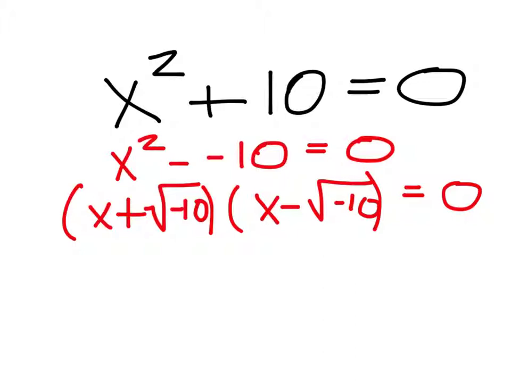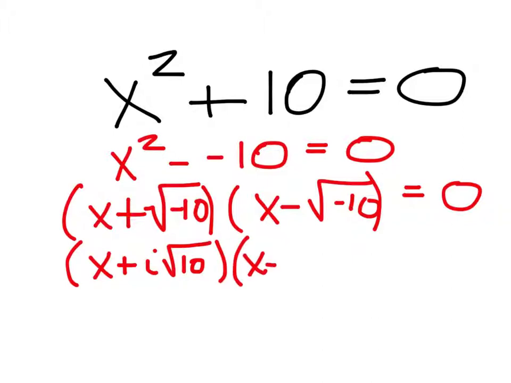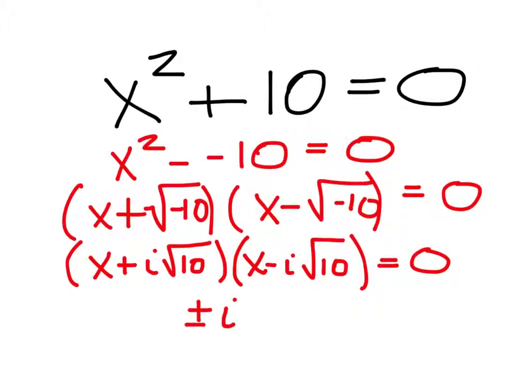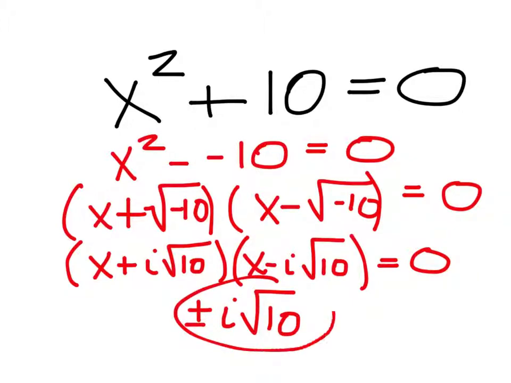But now when you go to simplify, the square root of negative 10 should come out to be what? Not 10i. I square root of 10 is right. So your final answer would be plus or minus I square root of 10.